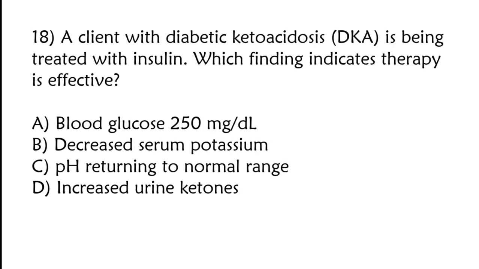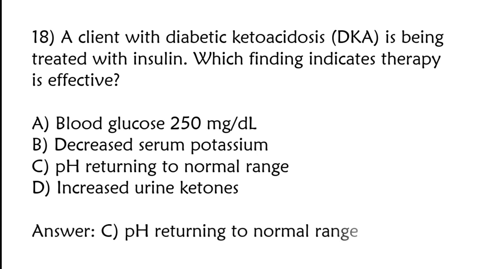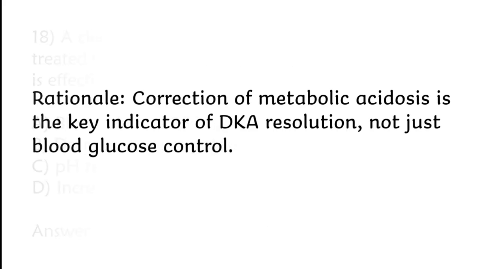A client with diabetic ketoacidosis, DKA, is being treated with insulin. Which finding indicates therapy is effective? Correct answer is C. pH returning to normal range. Rationale: correction of metabolic acidosis is the key indicator of DKA resolution, not just blood glucose control.